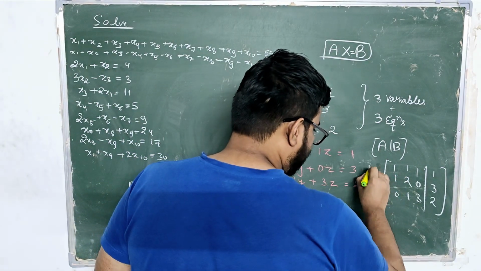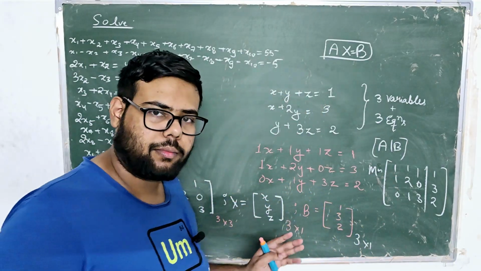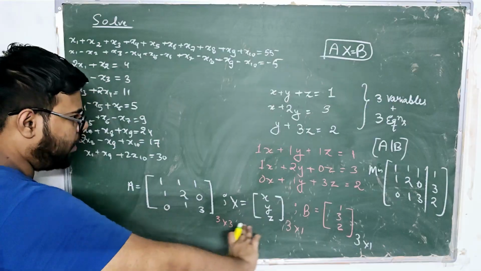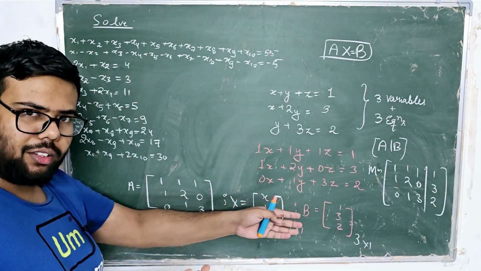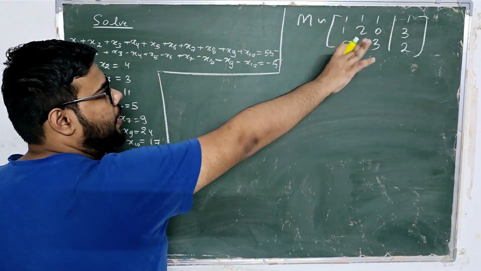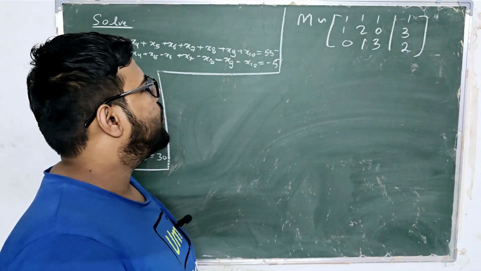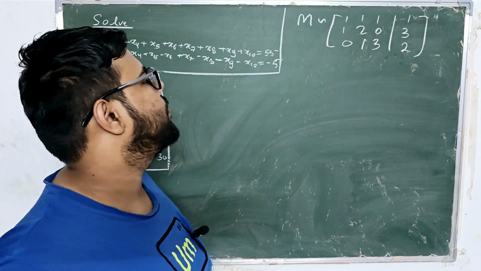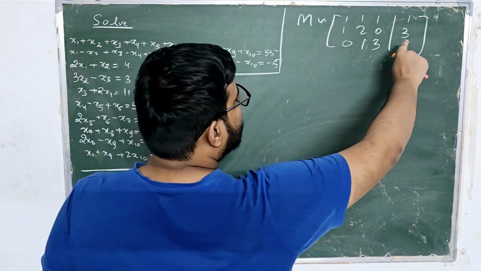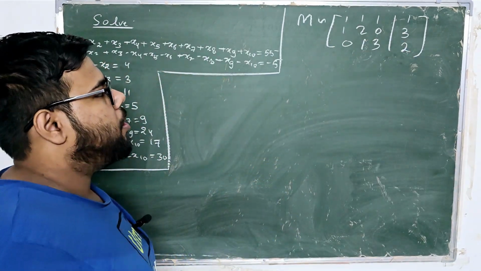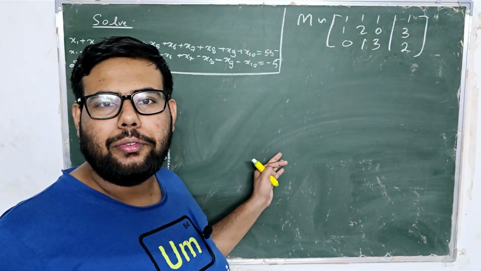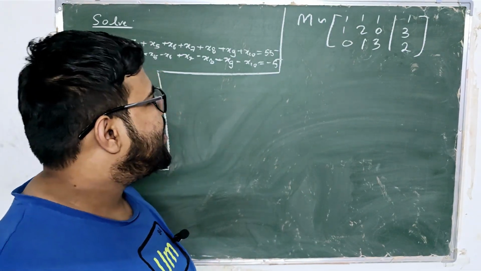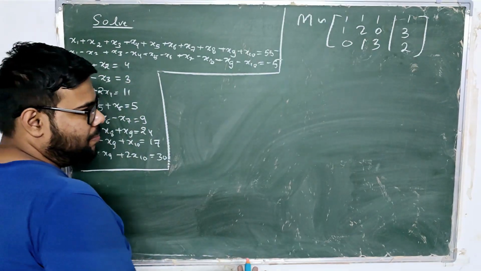Let's say it as M. Now let's solve it. Okay, let me erase this portion, then we'll solve it. Okay, so this is the augmented matrix M, right? And this A matrix and this B matrix. Okay, right. So what we have to do in this problem? Well, we have to bring it in echelon form, right? So let's see how we'll make it to echelon form.